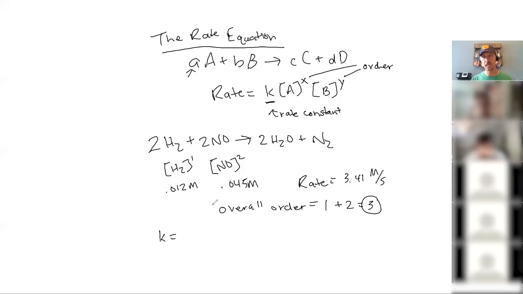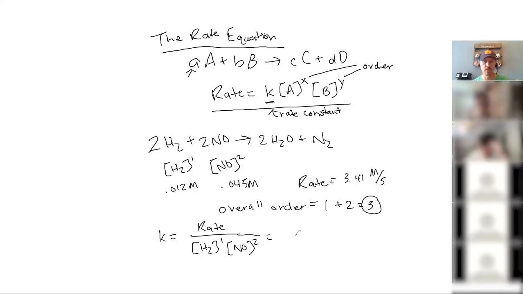Well, what is K? K, per our equation up here, is going to be the rate divided by the concentration of H2 and NO, both of our reactants to the appropriate order. H2 to the first power, and then NO to the second power, right? Because that's the order of NO. So we're just going to punch in our numbers for that.